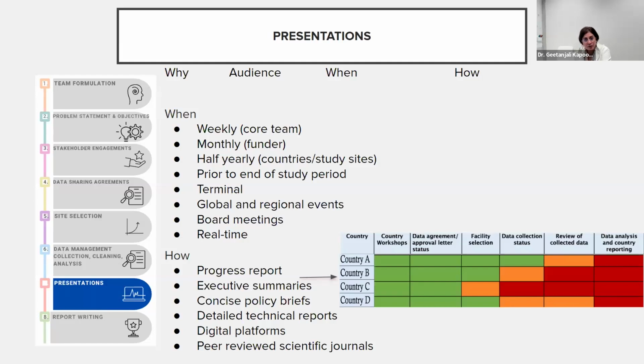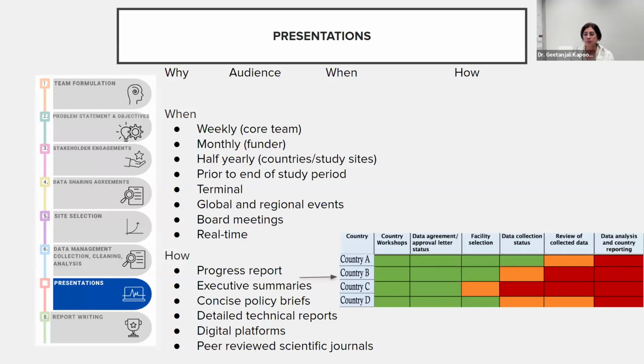You can have detailed technical reports, which is what I was talking about in the end when you hand over the final project report. That's basically your detailed technical report, or if it's at a country level, you can say a country report. These are all terminologies, but your project group can decide what you want to call that particular document. Digital platforms we just discussed. And you can also share your findings in peer-reviewed scientific journals at an appropriate point of time. Sometimes during the course of a study, you think about some new idea which you would like to share across.